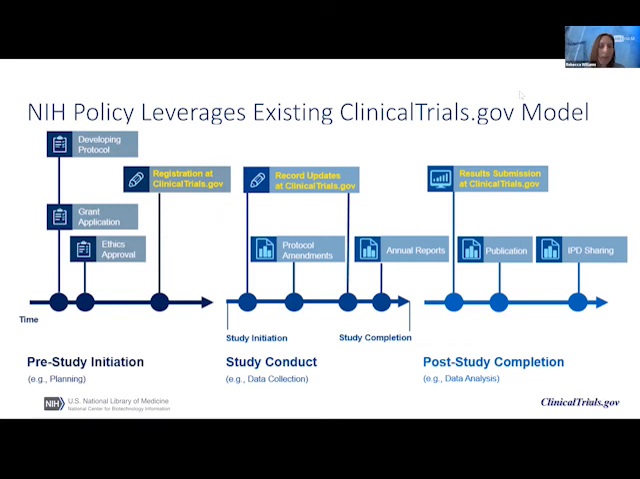And just as background, the NIH policy for registration and results reporting generally leverages the already existing model that's been available at clinicaltrials.gov. And that model really focuses on 3 stages of the study: before you actually initiate the study, while the study is ongoing, and then completion. The expectation is that the study be registered at initiation, that the information be kept up to date throughout the life cycle, and then at the end of the study, the results be submitted to the results database.